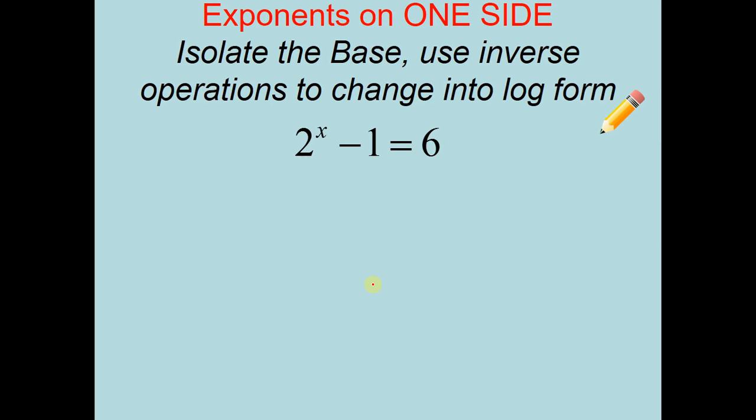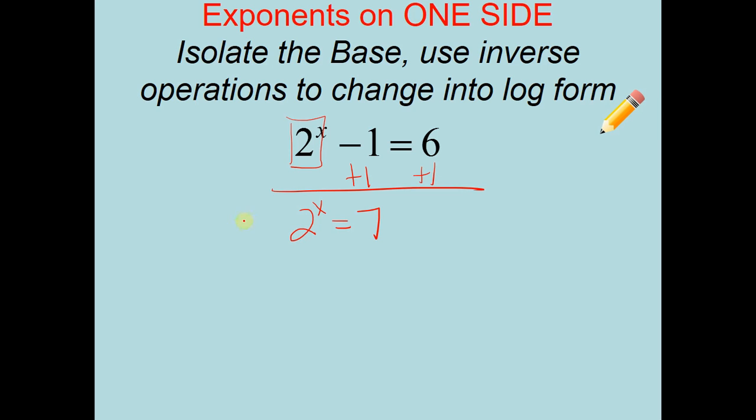Now, what about exponents on one side? What you're going to want to do is get the parent, the 2 to the x, on its own. So I'm going to add 1 to both sides. Now I've got 2 to the x equals 7. Now, here's where those inverse operations come into play. So, exponentiating 2 to the x.